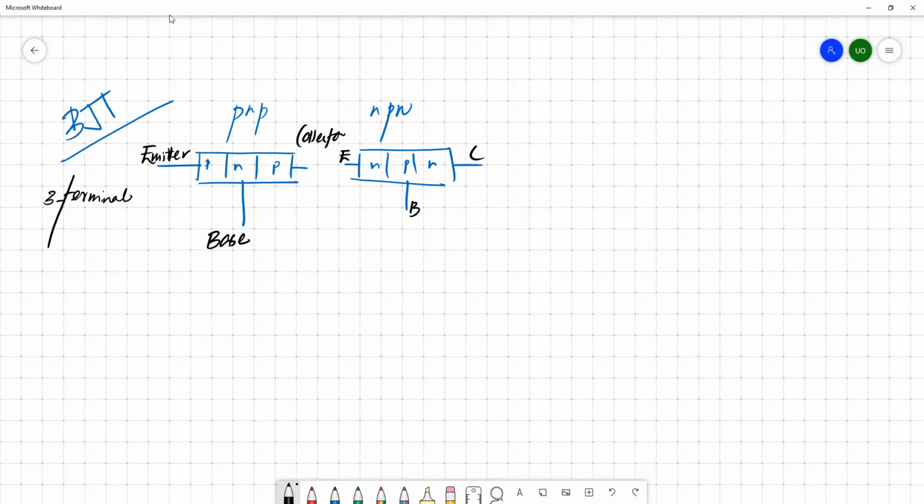The base is the common layer for these two semiconductors. If it is a PNP, the N layer is the base. This N layer acts as a common interface for the two PN junctions. If it is an NPN type, the P layer is the base, and it acts as a common medium for both N-type semiconductor materials.